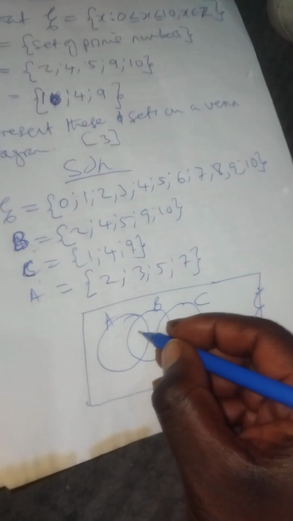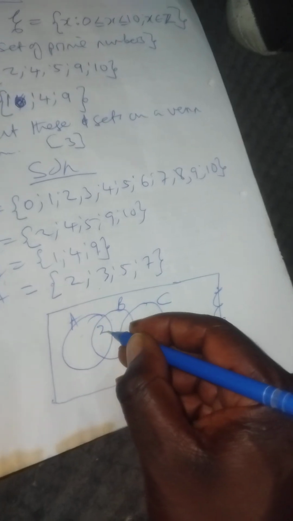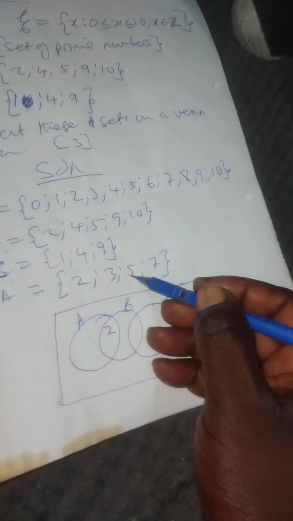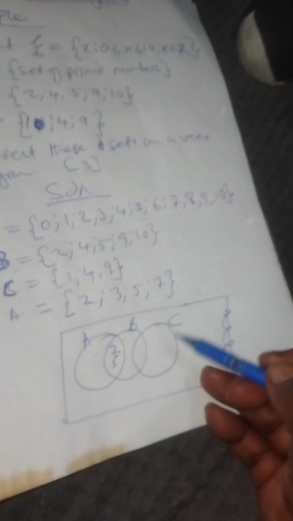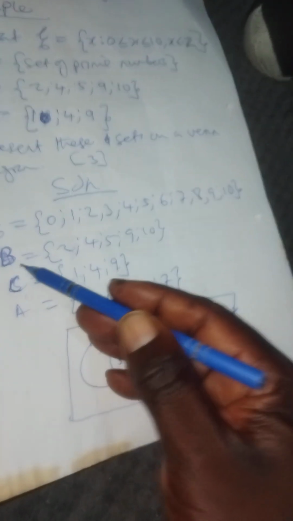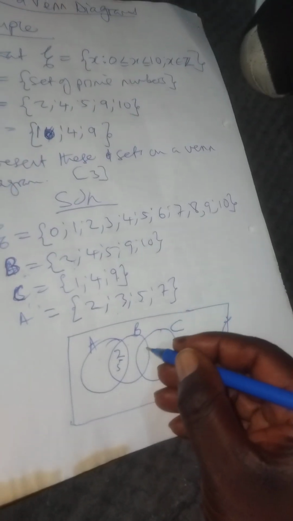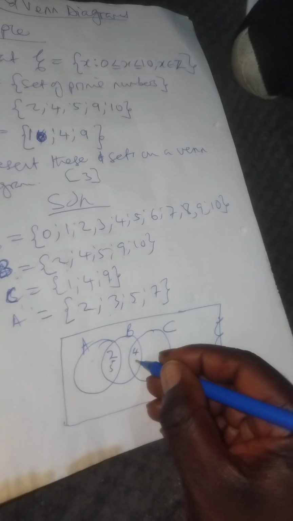So what is found in A and B? A and B, we have 2. A and B, 2. We have 5. That's the only thing I have in A and B. Then between B and C, we have 4. We also have 9.